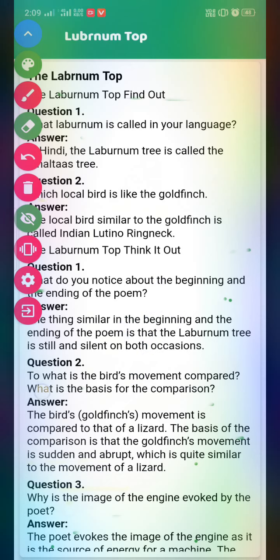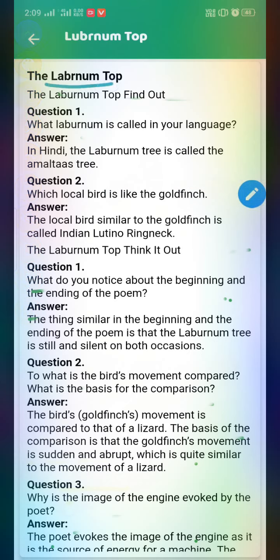In this video, I will explain the questions as well as answers for the Laburnum Top. As we have explained the poem already in the last video, in this video you will know about questions and explanations. Let you know the Laburnum Top.